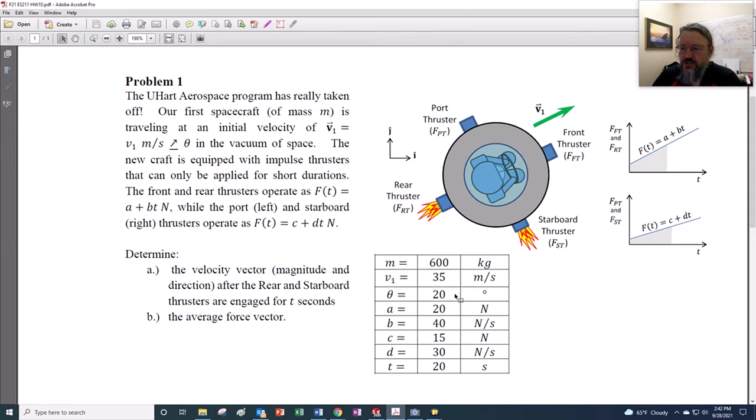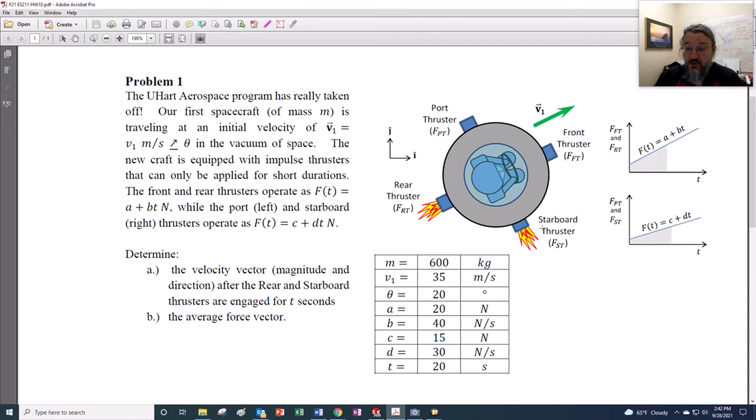Now the thrusters have a strange property in which they change the amount of thrust with time. So as soon as you engage them, there's an immediate amount of thrust, but then it starts to increase, right? So the front and rear thrusters behave like A plus B times T. So it's that equation right there. It's a function of time. I've graphed it out over here, what that looks like.